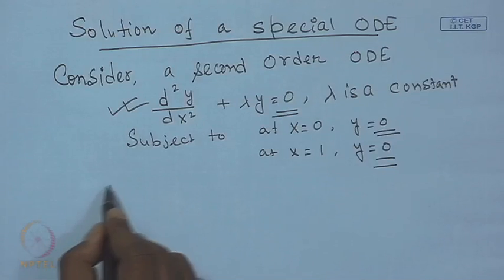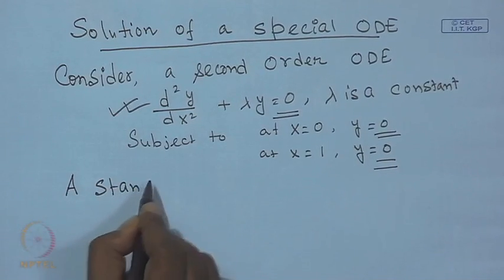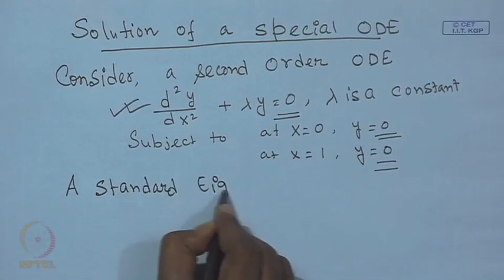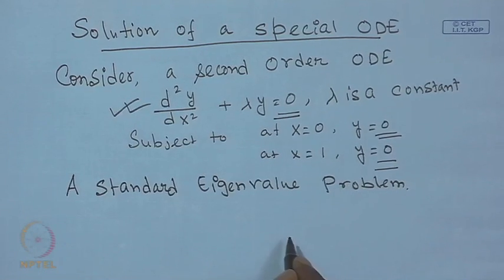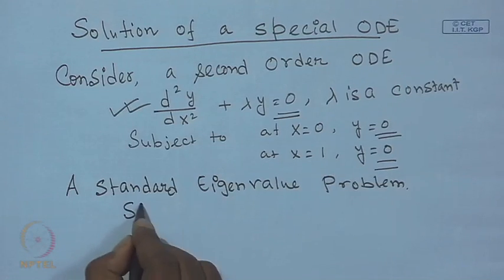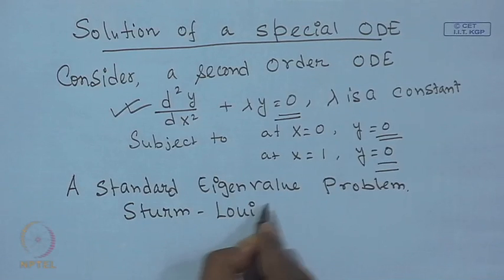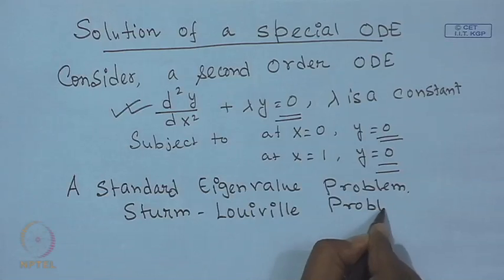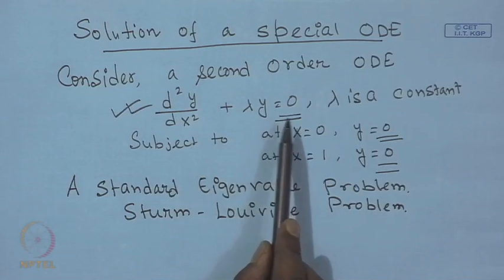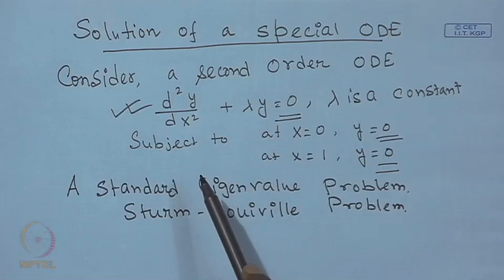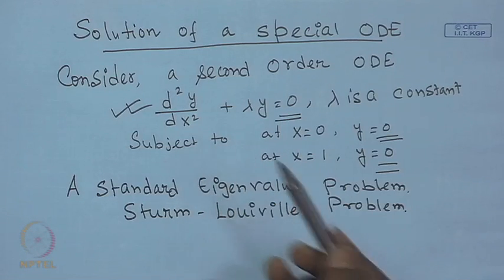So, this equation is known as a standard eigenvalue problem. It also has a special name, that is called a Sturm-Liouville problem. But please note that this is not the general equation for a standard eigenvalue problem. This is a special case of the Sturm-Liouville problem or standard eigenvalue problem. We will be looking into a more generalized version of the standard eigenvalue problem and Sturm-Liouville problem in the next class, but probably before that we should look into the solution of this equation.